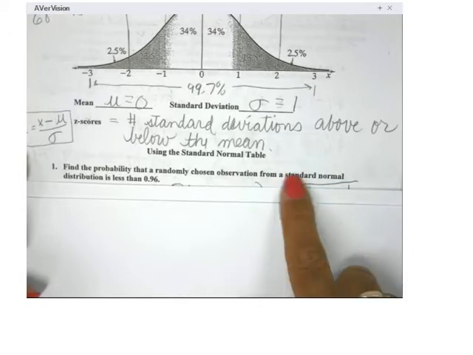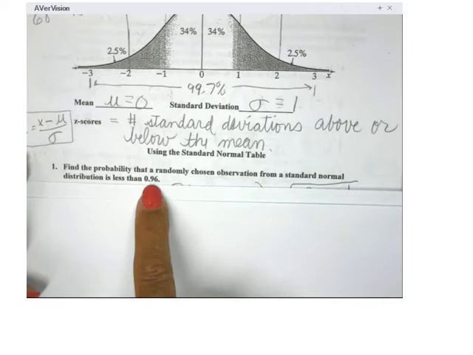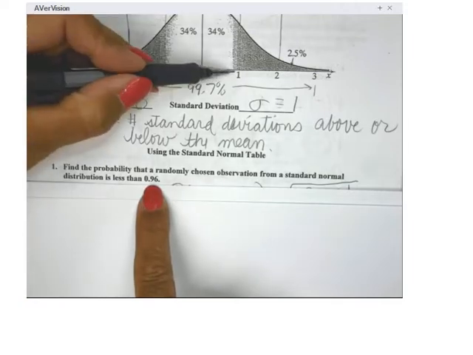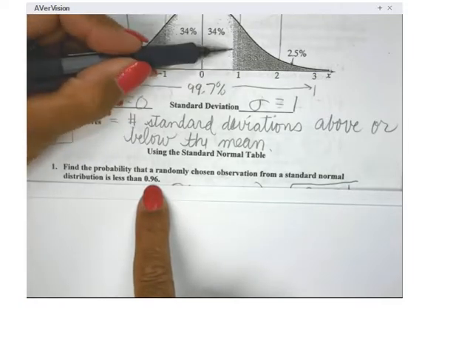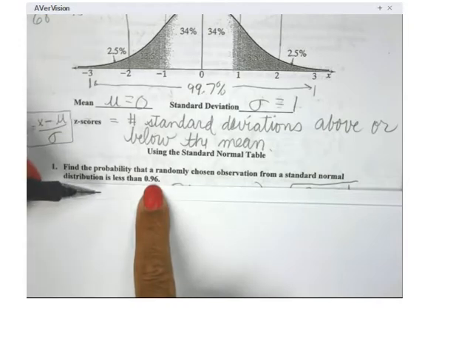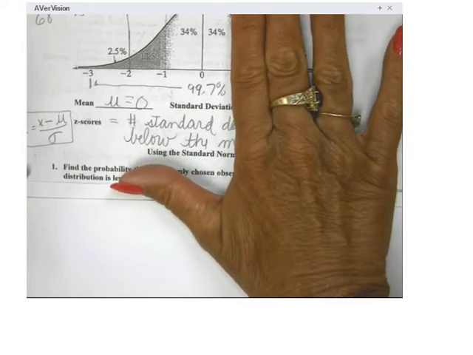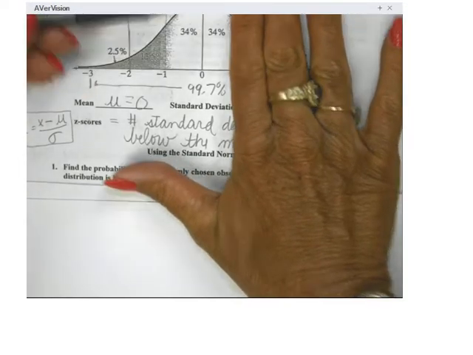I have: find the probability that a random number chosen from the standard normal distribution is a number that is less than 0.96. So we know 0.96 would be about here on our chart. If you had a whole bunch of marbles that followed this distribution, put in a bag, and pulled out one of those values, what's the likelihood that that number would be less than 0.96? And we can see it's quite likely.